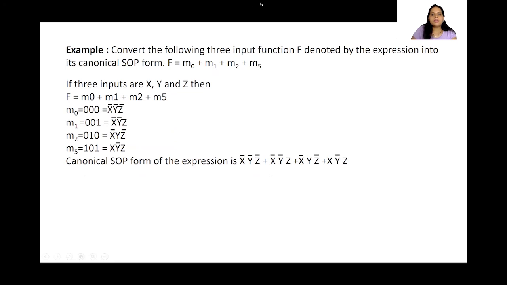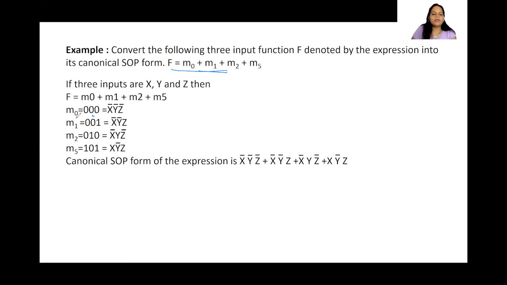So next thing is, there is an example over here. Convert the following 3 input function f denoted by the expression into its canonical SOP form, which is f is equal to m0, m1, m2, m5. This is something similar to what we did right now. Okay, so we have been given an expression like this. Now how are we going to write? m0 can be represented as 0, 0, 0, m1 is nothing but 0, 0, 1, m2 is 0, 1, 0, and m5 is 101.